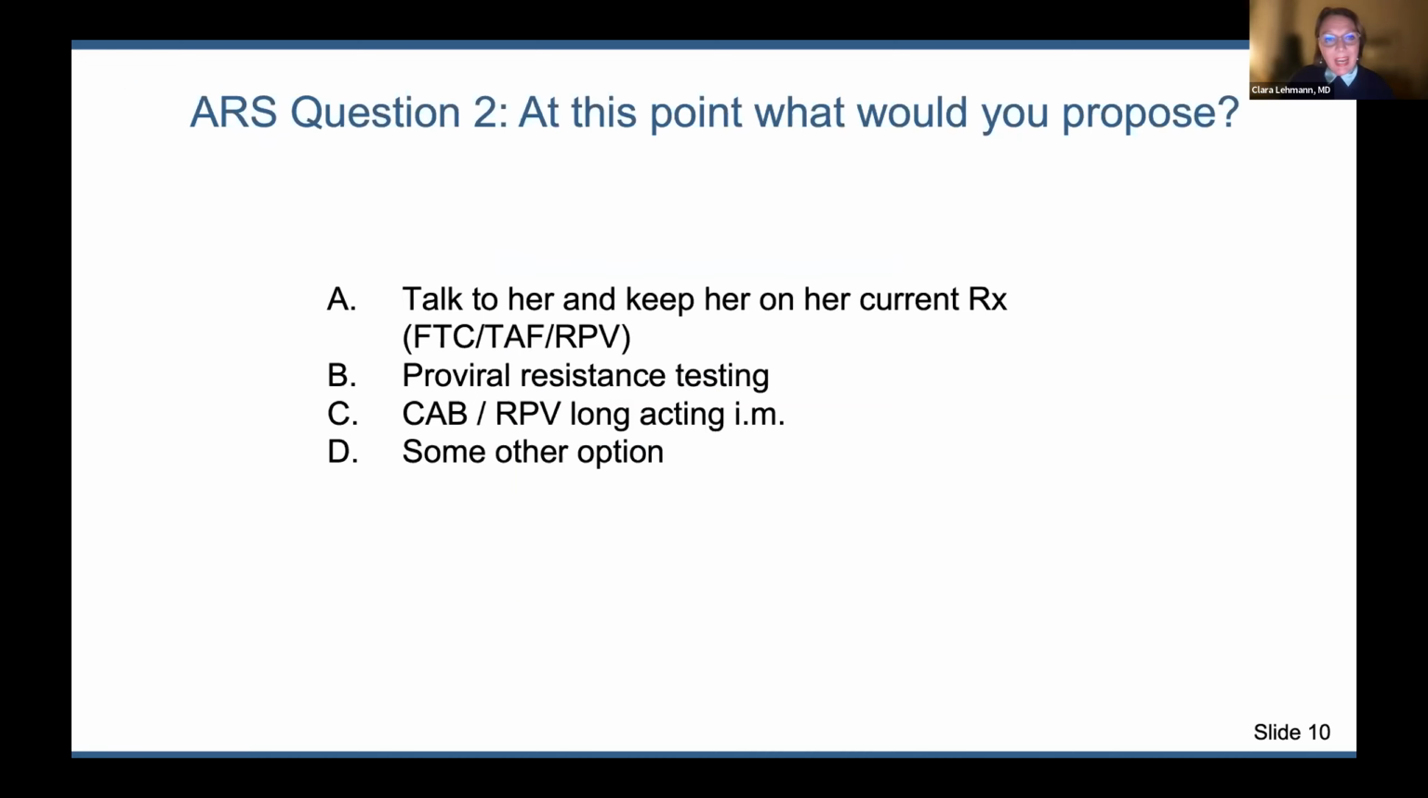So question A would be, talk to her and keep her on her current treatment. Maybe we could think about also changing the treatment and doing proviral resistance testing. Switch her to cabotegravir and rilpivirine, or do anything else.